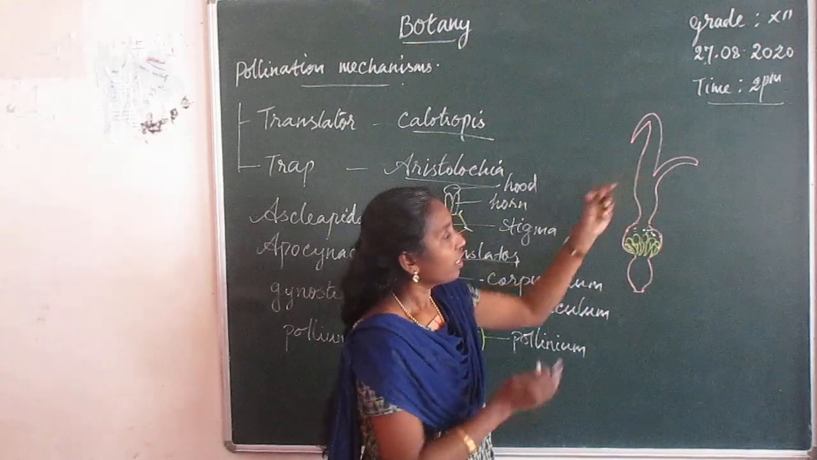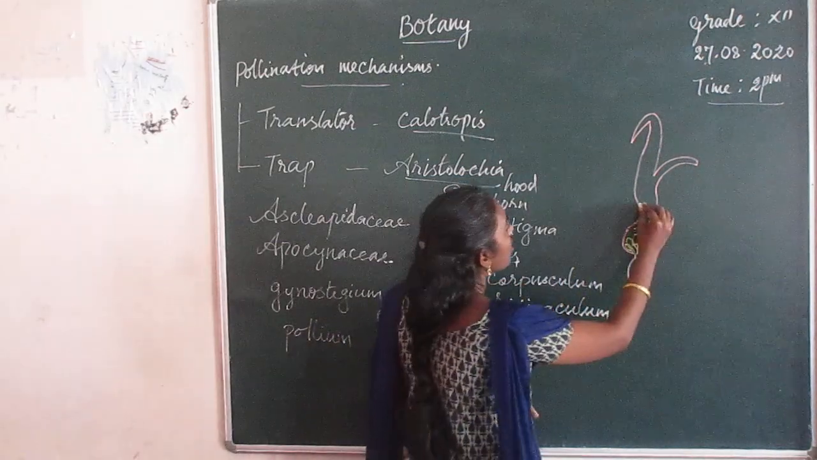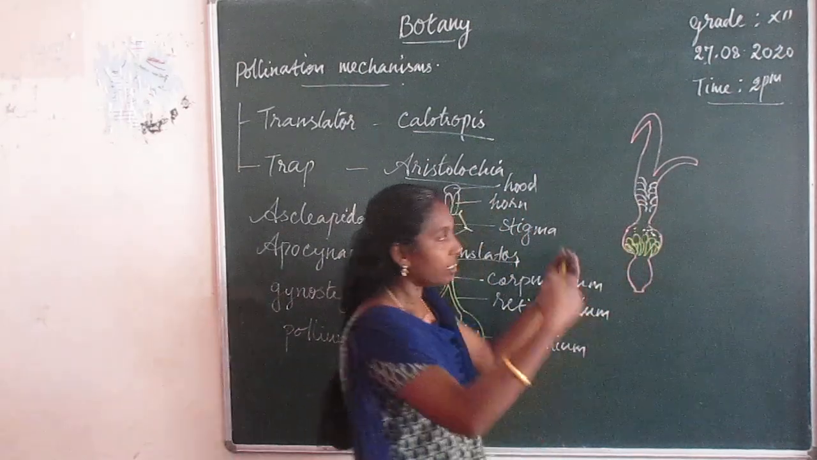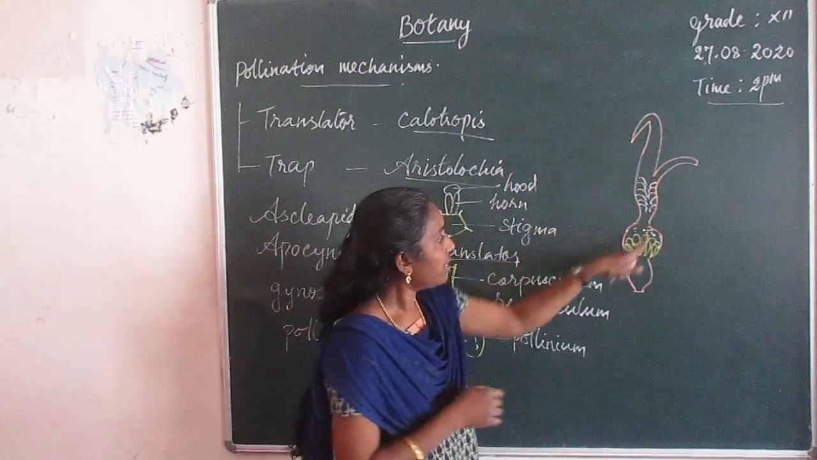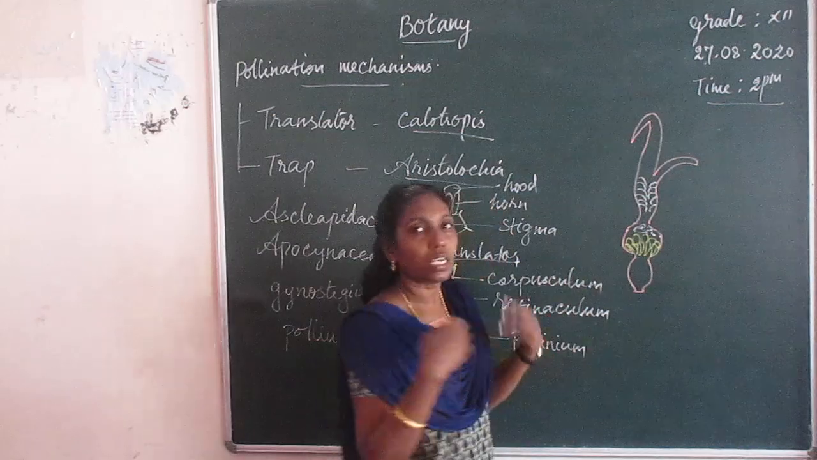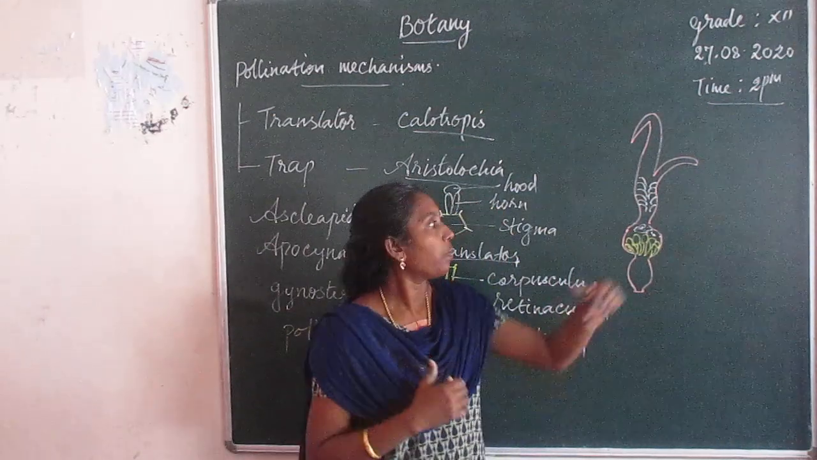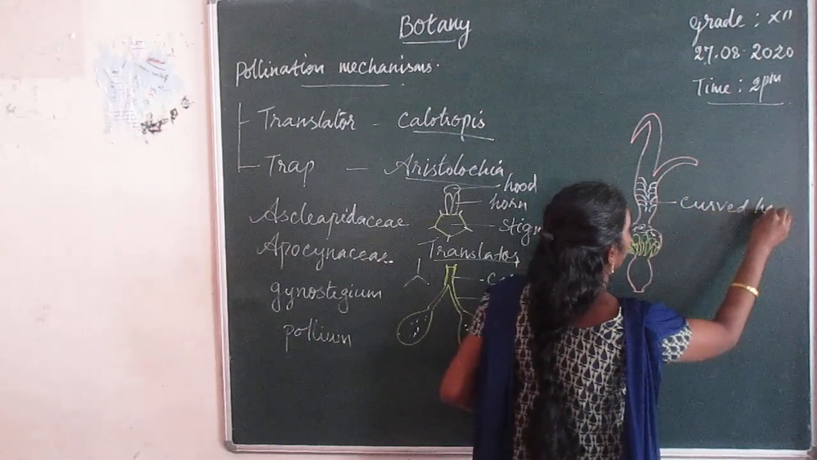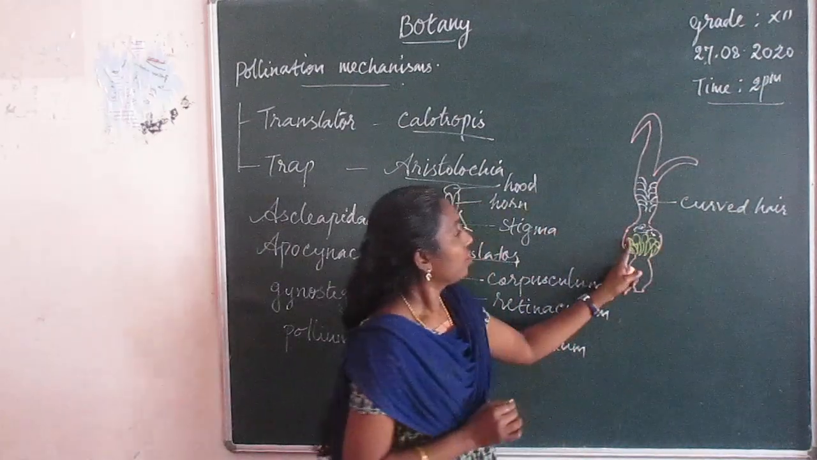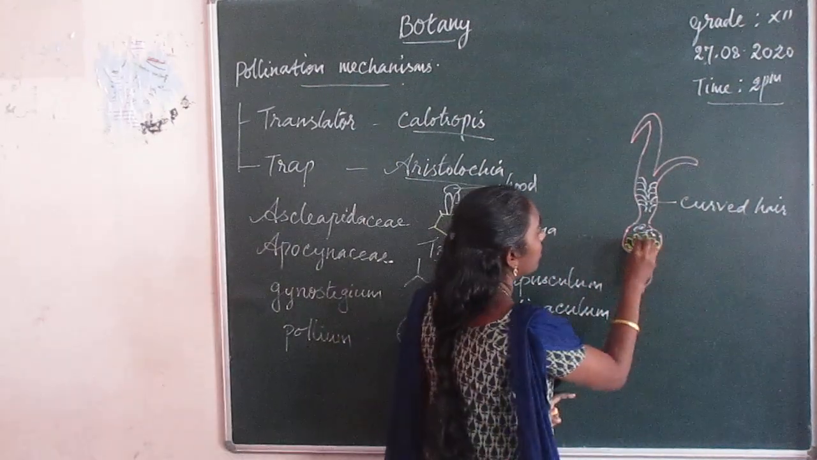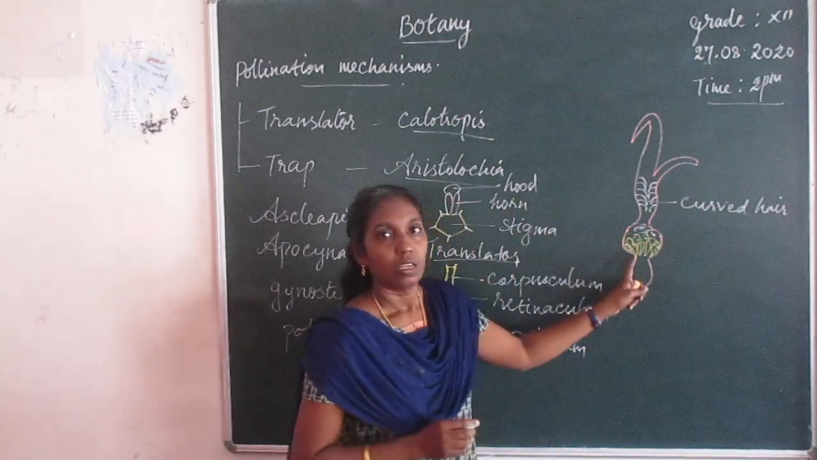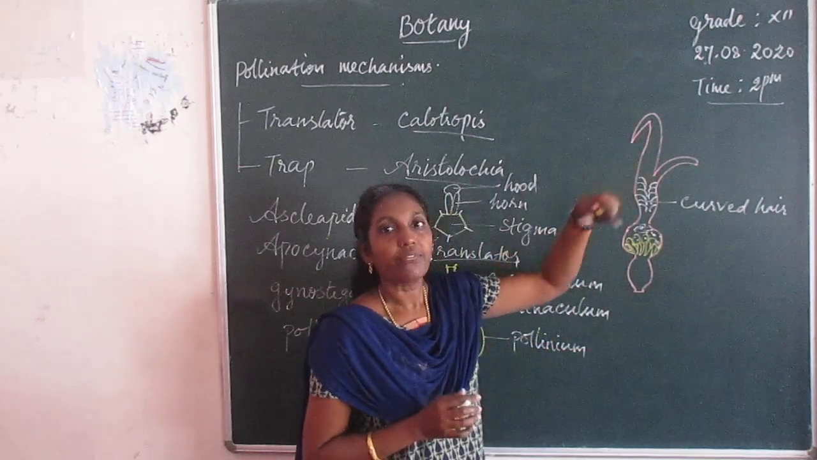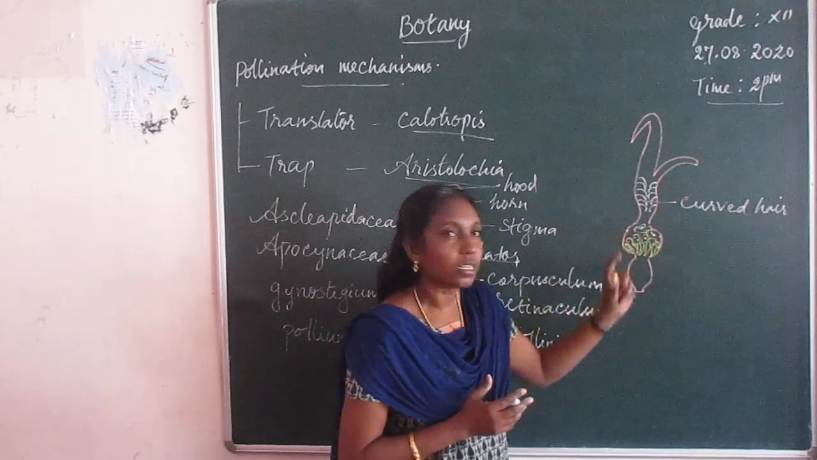But when you observe the middle part of the perianth, there are some stiff hair-like structures or outgrowths present, pointing downwards. So when the insects enter inside, they cannot escape because they are trapped by these curved hairs. Here the pollen is present in the androecium. The insects come and collect the pollen, but they cannot escape. The fly cannot escape due to the presence of these curved hairs.